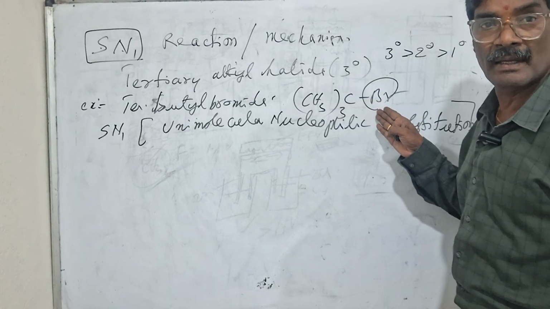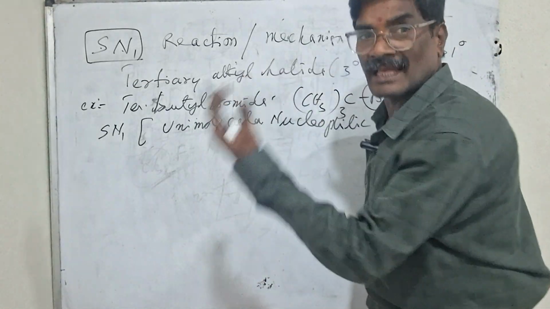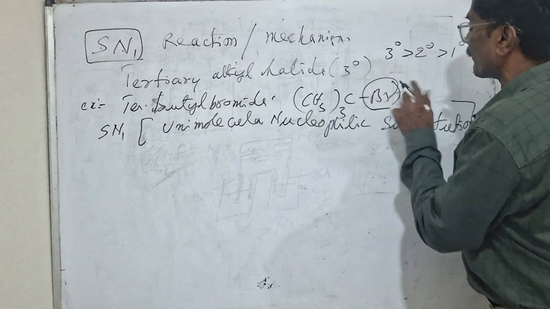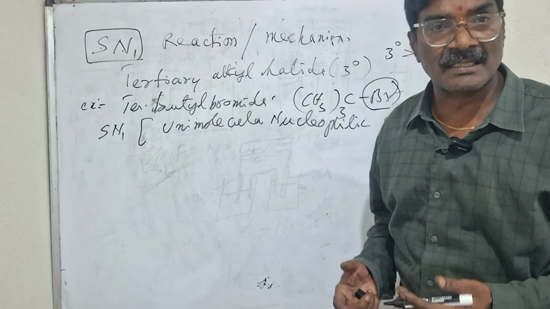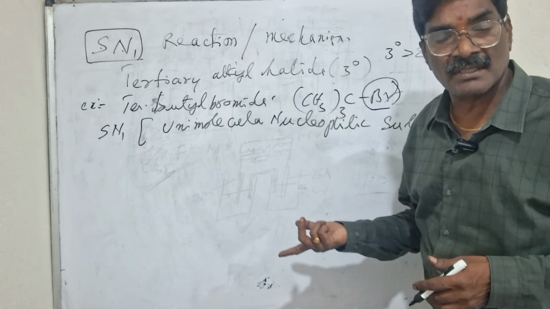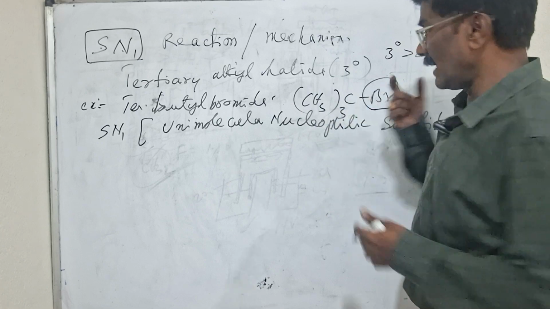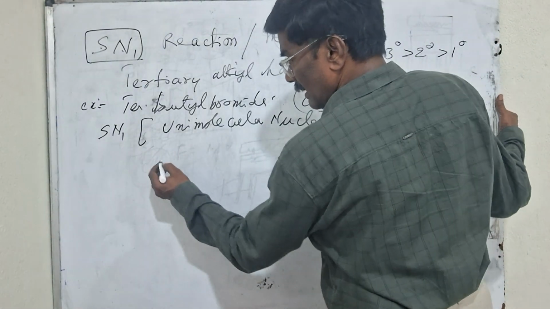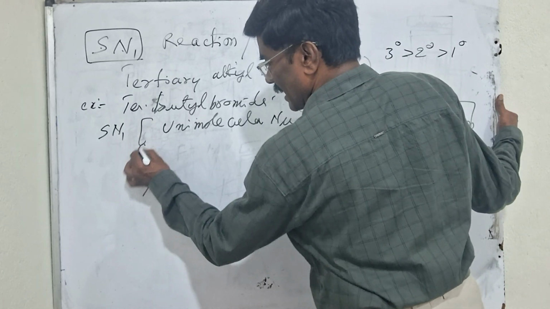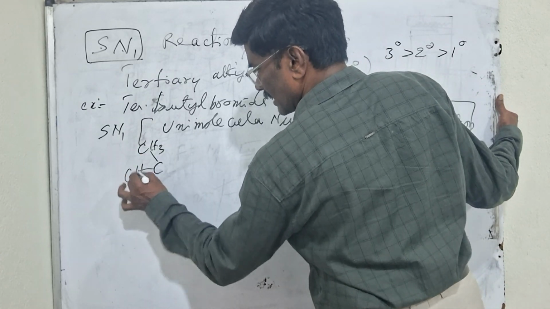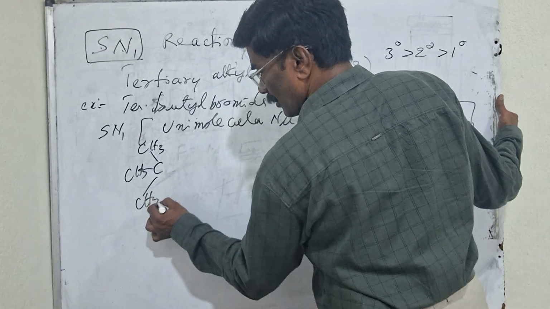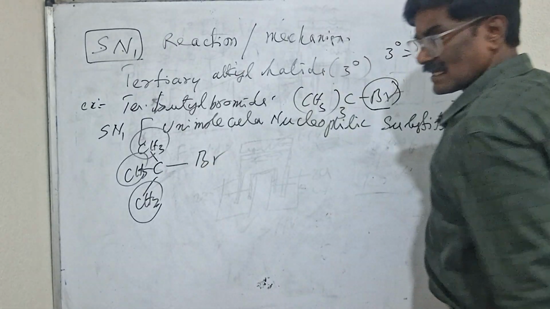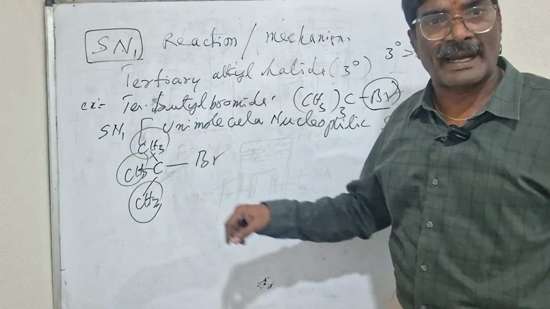It is a leaving group that is replaced by another, strong nucleophile. This is also a nucleophile, but when a stronger nucleophile approaches, this weaker nucleophile leaves the compound. So Br is the leaving group. What is the structure of tertiary butyl bromide? Tetrahedral, with 3 methyl groups, which are bulky groups, and bromine.